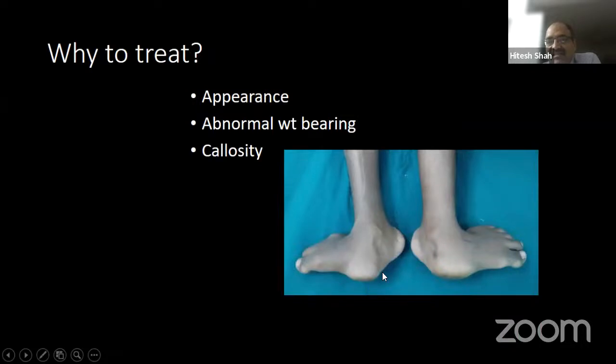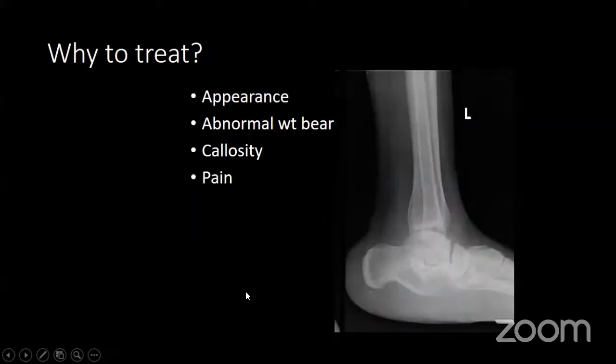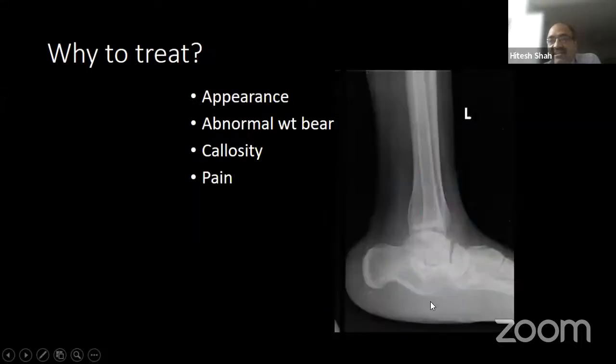And if you see this, in the long standing, if there is pressure build-up and it's not treated, an 8-year-old child presents with excessive callosity. And if it is associated with spina bifida, this can break down. And in an untreated adult patient, because the mechanics are altered, it will develop very, very early arthritis, contrary to the clubfoot.